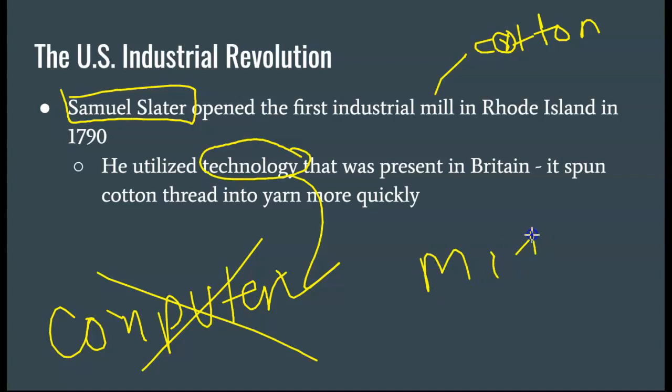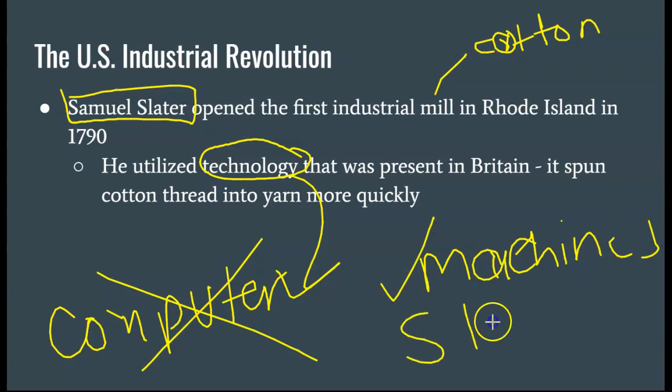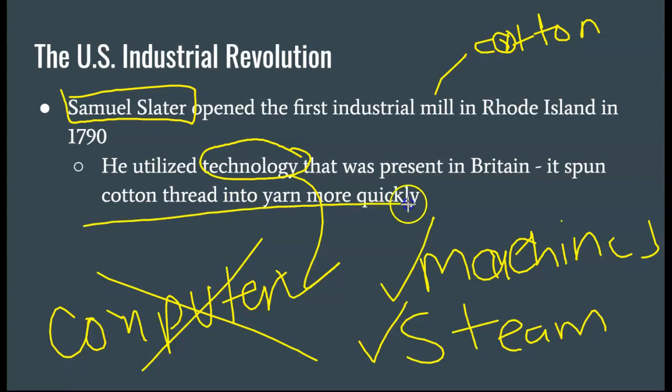We are talking about stuff that is steam powered, and we will talk a little bit more about that. So we are talking about technology like machines and things that increase the speed, but we're not talking about technology like what we have today with phones and stuff. But it was able to spin this thread into yarn more quickly.